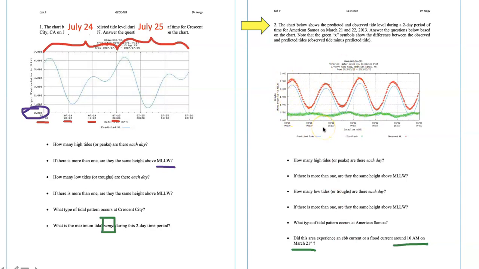And now you need to know where 10 a.m. is. So remember we said this is midnight, this is 8 a.m., and every little tick mark, although you should always check because this could be different from this one, is 2 hours, right? So 8, 10, 12, 14, 16. So that's correct. So 10 a.m. is right here at this position. Okay, so right about here in terms of the actual data. So is this area at this time experiencing a flood current or an ebb current? And I'll let you figure that out.